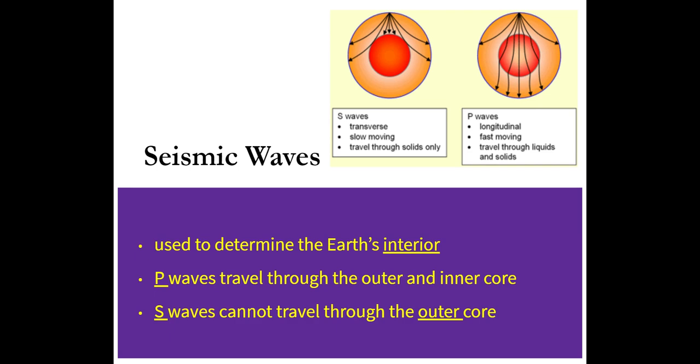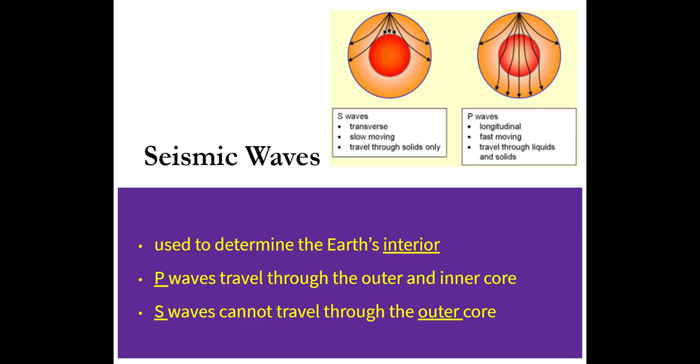But just for this quiz, you're going to need to understand that this is how we know what is on the inside of the Earth. Seismic waves are used to determine the Earth's interior because we cannot get through the crust. So we have to figure out, how are we going to know what is on the inside? Well, we look at waves and how they move through the Earth. These powerful seismic waves are created by earthquakes.